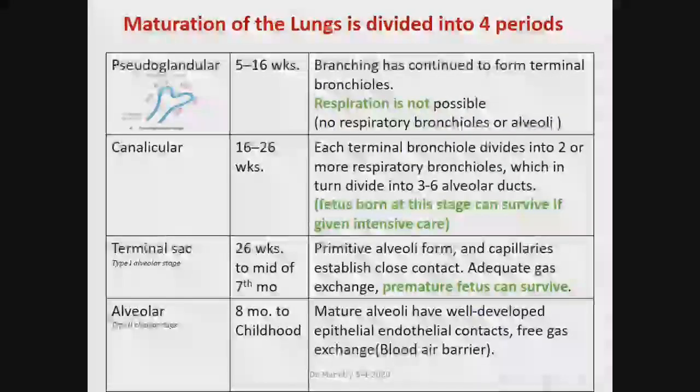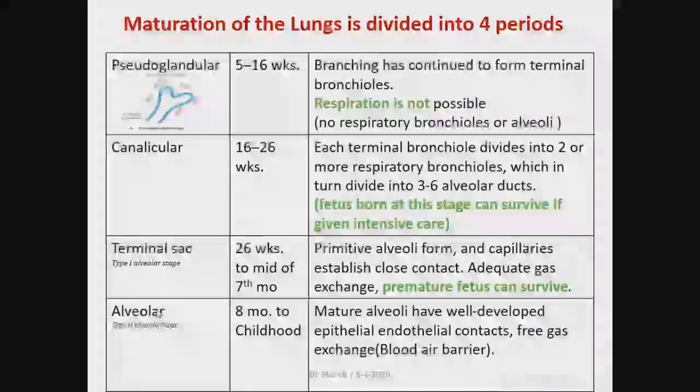The third stage is called the terminal sac stage. Some books mention it as the type 1 alveolar stage. It starts by the end of the 6th month up to the middle of the 7th month. Here the primitive alveoli start to appear and are formed, and the capillaries around them start to establish close contact with them. Adequate gas exchange can occur, and the premature fetus can survive.